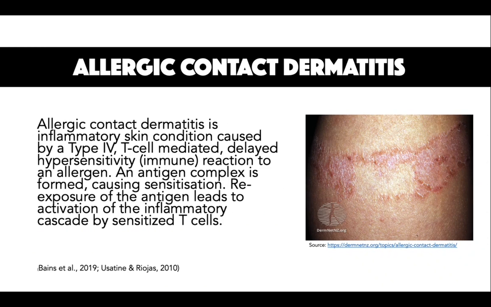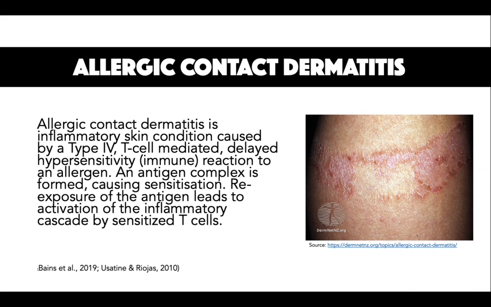Allergic contact dermatitis. So allergic contact dermatitis is an inflammatory skin condition caused by a type 4 T-cell mediated delayed hypersensitivity reaction to an allergen, and this causes skin sensitization. Chemical allergens or haptens are small molecules that can penetrate the epidermal barrier, allowing them to be identified by pro-inflammatory T cells. Once in the skin, allergens are collected by dendritic cells and appear on the surface of MHC class II molecules.